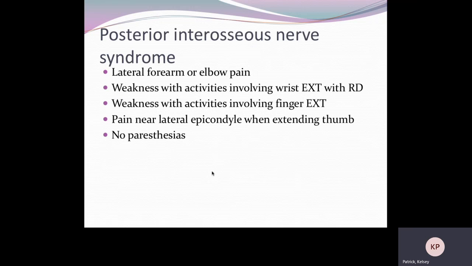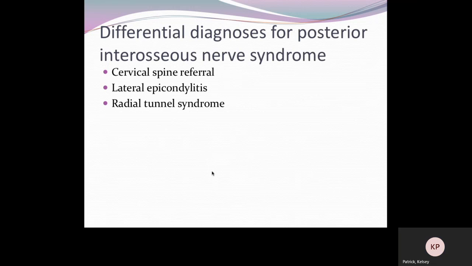Posterior interosseous nerve syndrome presents as motor deficits and weakness with activities involving wrist extension with radial deviation and finger extension. In addition, these patients often report lateral forearm or elbow pain and pain near the lateral epicondyle when extending their thumb. These patients do not present with paresthesias or sensory deficits. The top differential diagnoses for posterior interosseous nerve syndrome are listed.